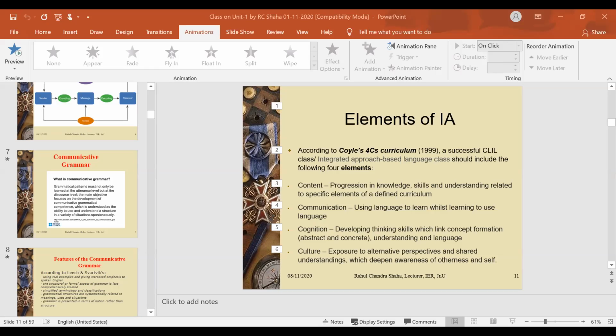Okay, so that's all from your side. So dear students, do you actually understand what Mr. Ravi and Toha said about communicative grammar and the integrated approach?